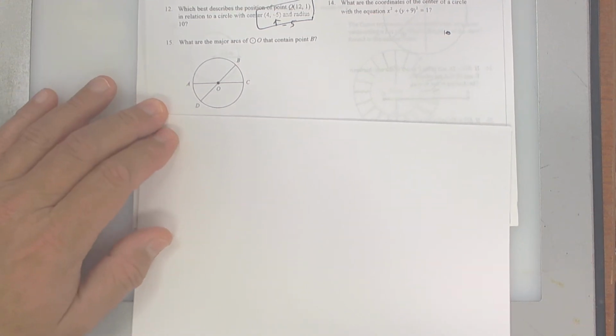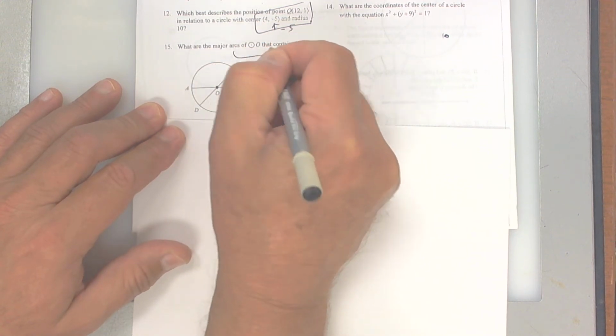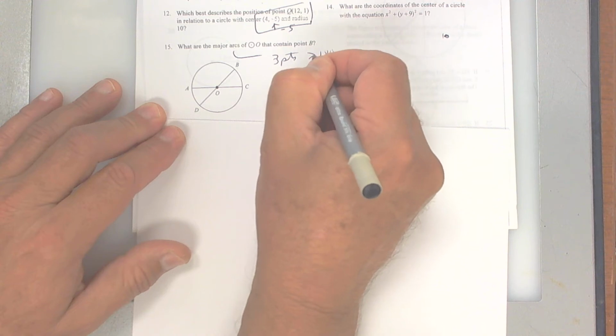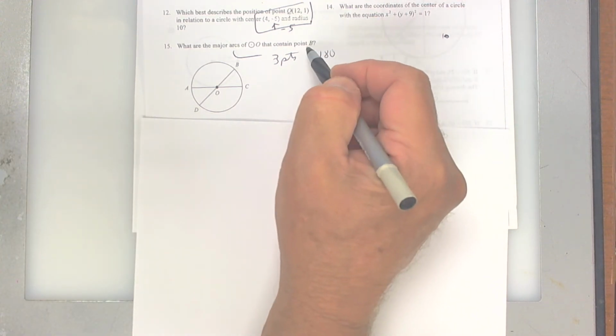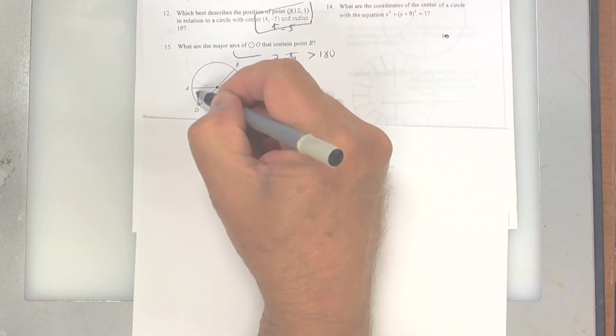It says name the major arc. Remember, a major arc has 3 points and it's bigger than 180, so 3 points and it's greater than 180 degrees. All right, so let's see. What are the major arcs that contain point B? I'm just going to give you one, okay? You can look at the answers.